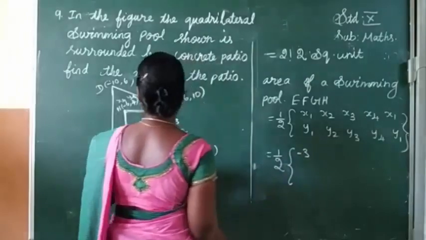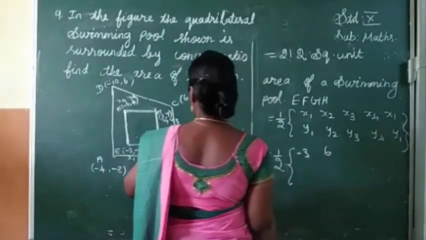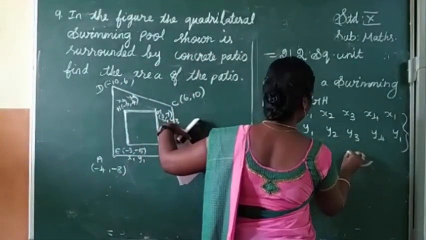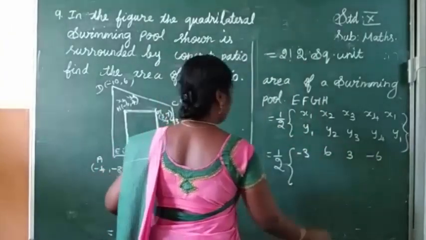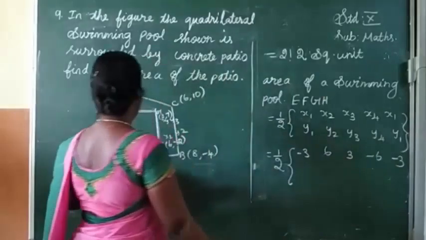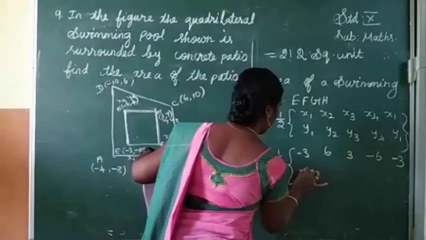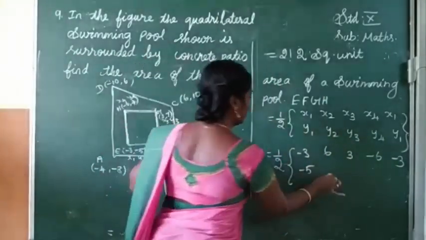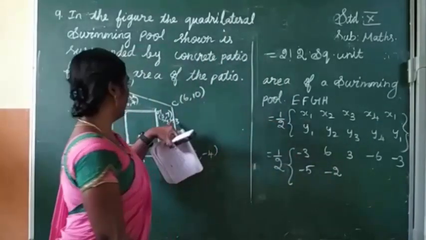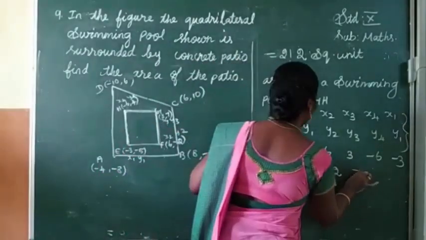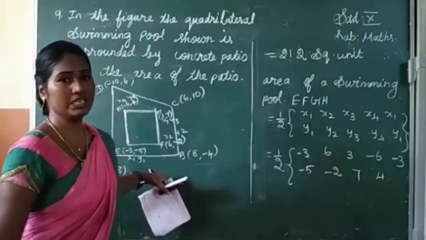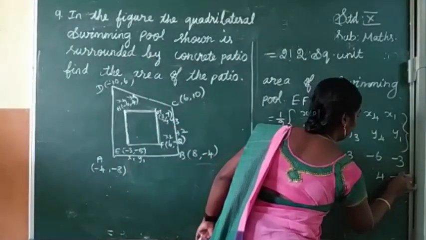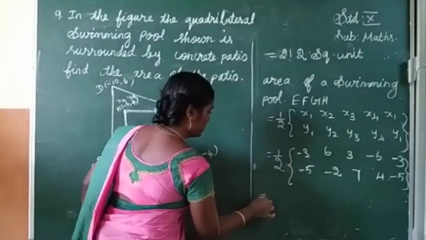X1 value is -3, then x2 value is 6. The next, x3 value is 3. The next, x4 value is minus 6. Again x1 value is minus 3. Then here y1 value is minus 5. Y2 value is minus 2. Here y3 value is 7. Y4 value is 4. Then again y1 value is minus 5. Then do the cross multiplication.